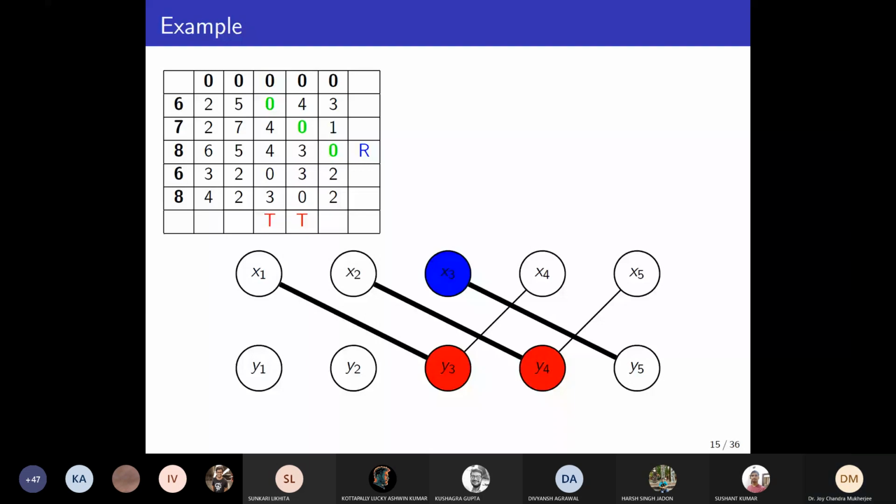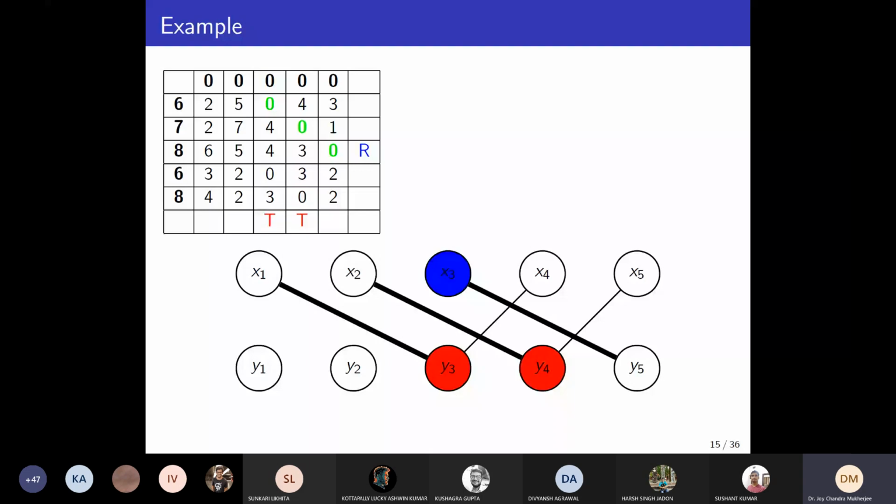Now we need to introduce edges from x minus r to y minus t. Which vertices are x minus r? x1, x2, x4 and x5. And who is y minus t? y1, y2 and y5. I have to introduce edges between these. Why? Because in that case only you can increase the size of the matching.